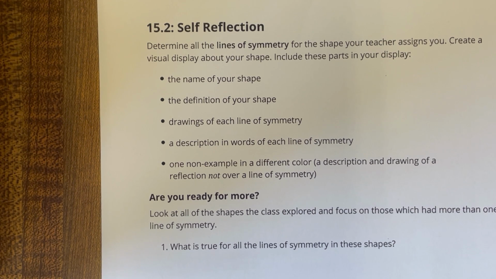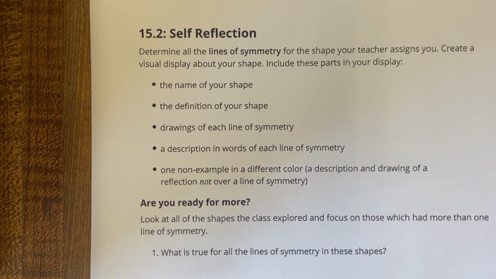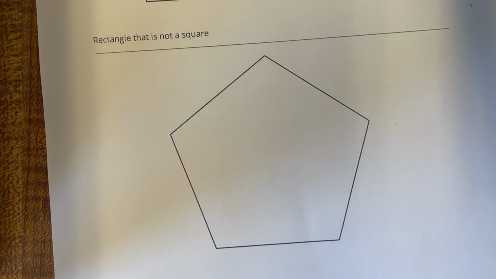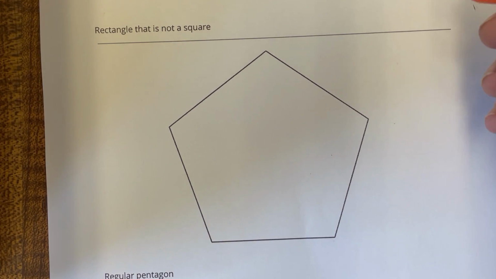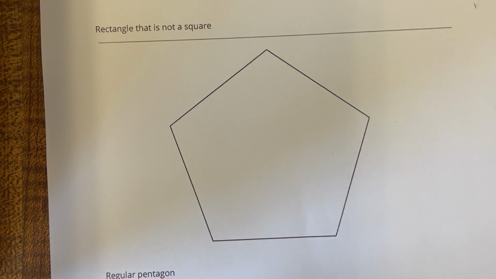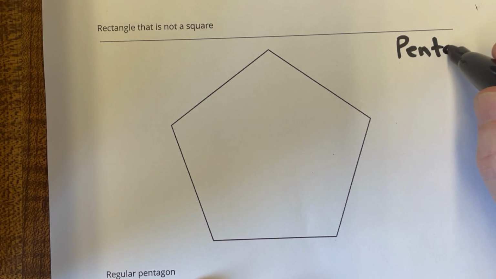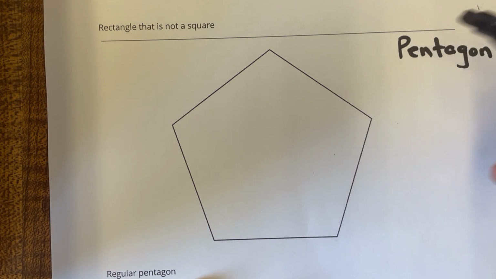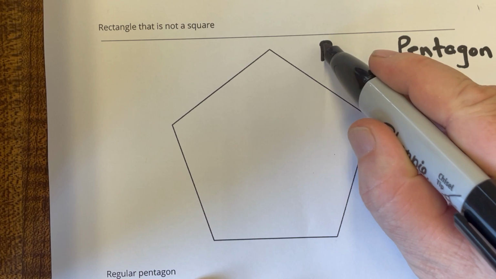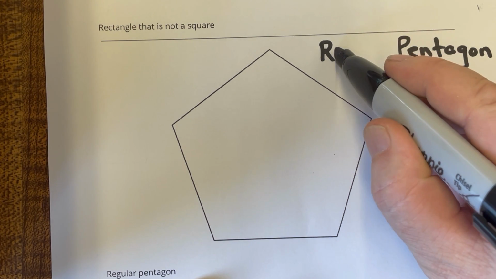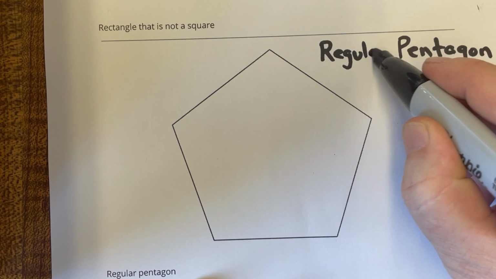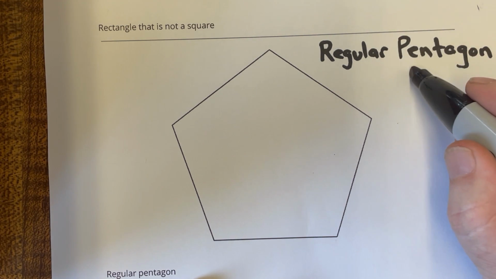And one non-example in a different color, so showing a reflection that's not over a line of symmetry. So let's pretend that the teacher gave you a pentagon. So a pentagon, that's a five-sided figure. So we're going to write the name of our figure, pentagon. It's actually a regular pentagon because all the sides are the same size and all the angles are the same. So it's a regular pentagon. Okay, so that's got five sides.